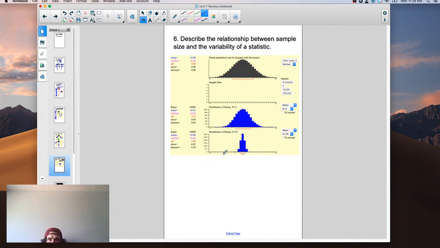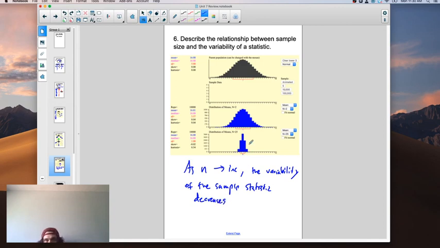So as n increases, the variability of the sample statistic decreases. You can see that the spread of this distribution is much, much smaller. So high n is good.